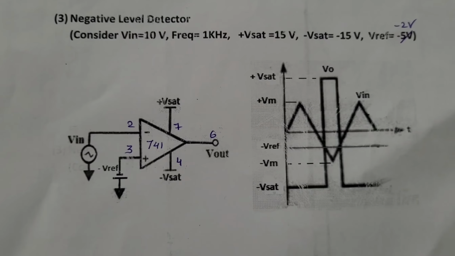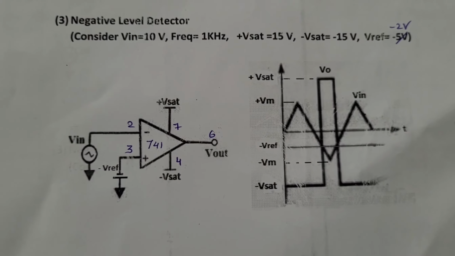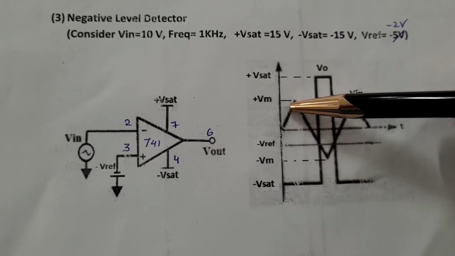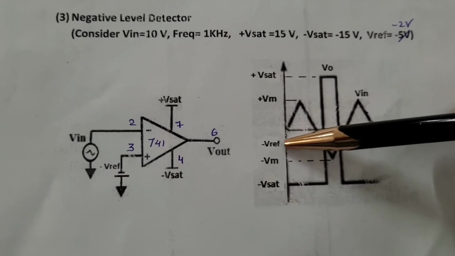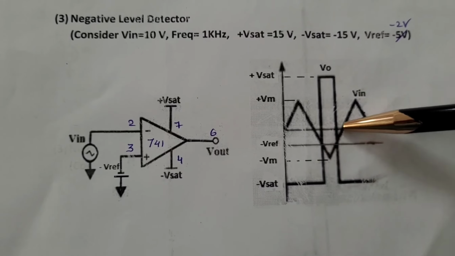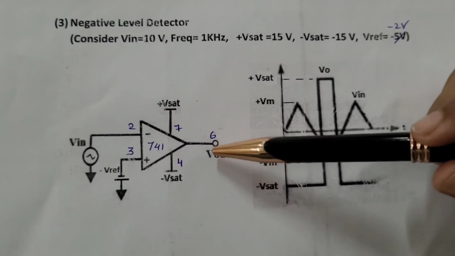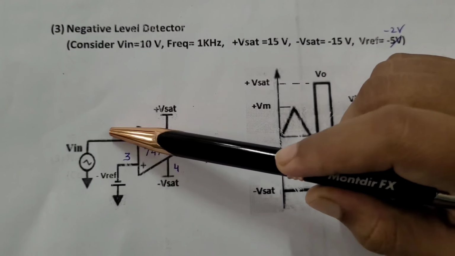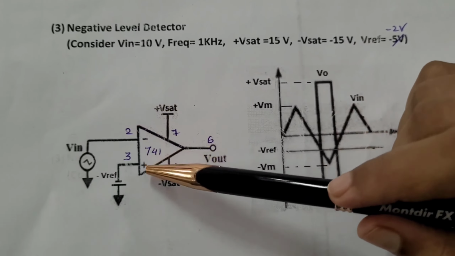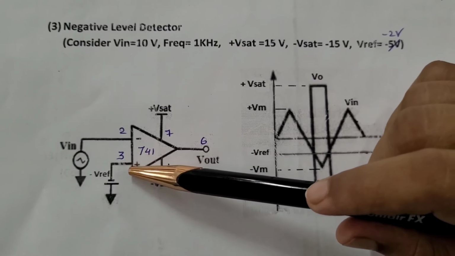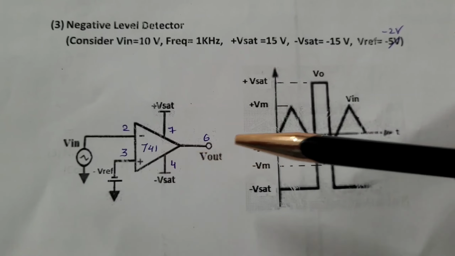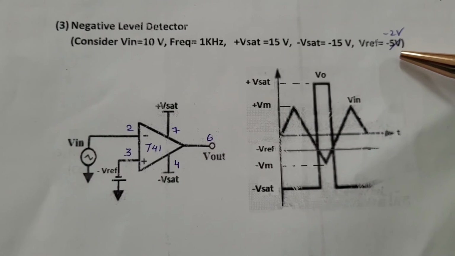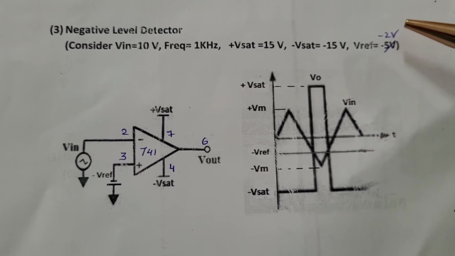Let's see the negative level detector where the output voltage changes from plus Vsat to minus Vsat whenever the input signal crosses the minus V reference voltage. This is the circuit of inverting negative level detector where pin number 2 is fed with V input and pin number 3 is fed with minus V reference voltage. Here the V reference voltage will be minus 2 volt. Let's implement the circuit and observe the waveforms.